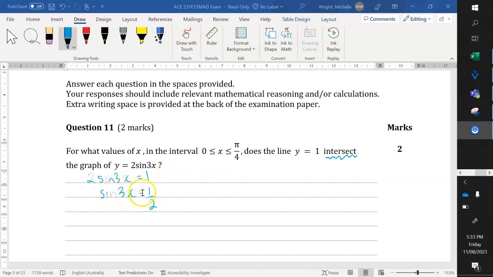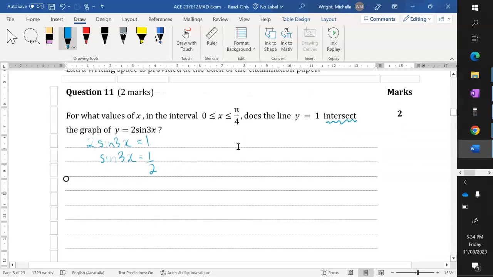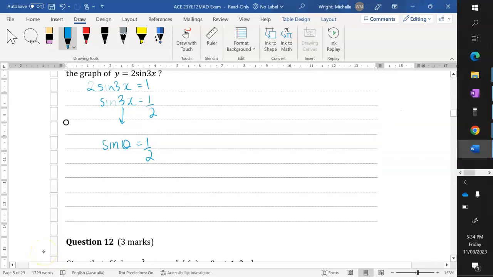But because we have 3x, we might have to go around that unit circle more than once. Possibly not in this case because we are only restricted to pi on 4, but if we were between 0 and 2 pi, we'd have to be extra careful with our answers. So I'm just going to think of it as, well, what if it was sine theta equals 1/2? We can all do that, can't we? That's fairly simple. So all we're doing there is saying, if that was theta, what's inverse sine of 1/2?